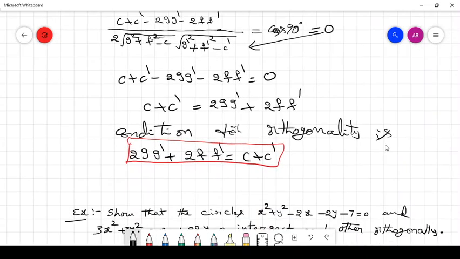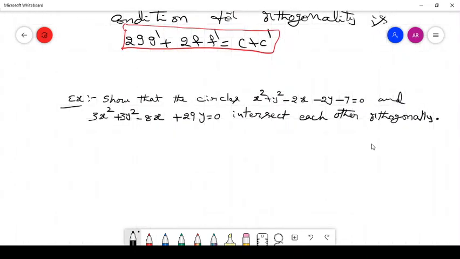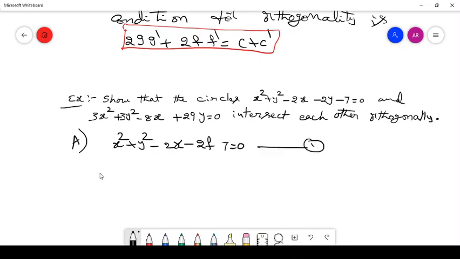Now you can do one problem. Show that the circles intersect each other orthogonally. We have to show that the given two circles intersect each other orthogonally. The first circle is x square plus y square minus 2x minus 2y minus 7 is equal to 0. The second circle is 3x square plus 3y square minus 8x plus 29y is equal to 0.